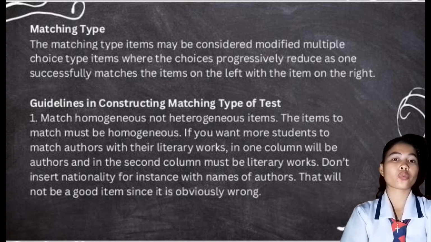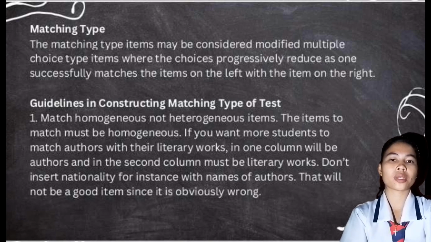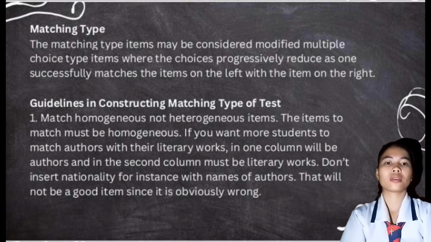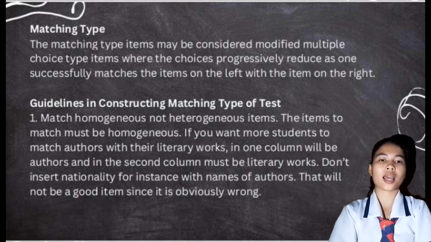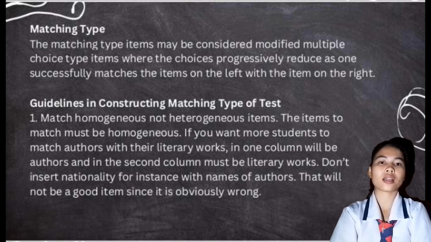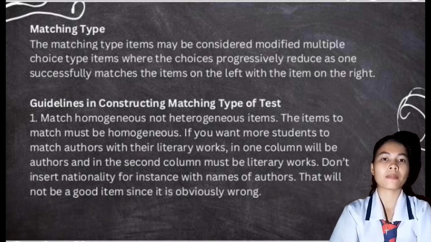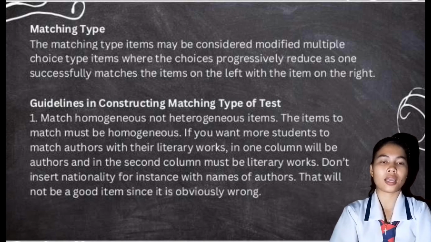The first one, it is match homogeneous, not heterogeneous items. The items to match must be homogeneous. If you want students to match authors with their literary works, in one column will be authors and in the second column must be literary works. So don't insert nationality, for instance, with names of authors. That will not be a good item since it is obviously wrong.